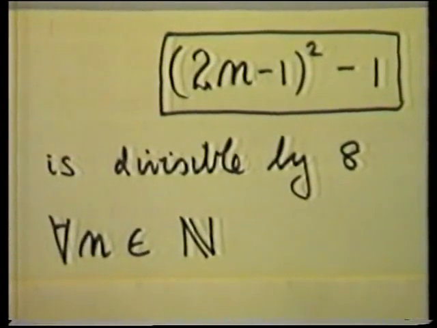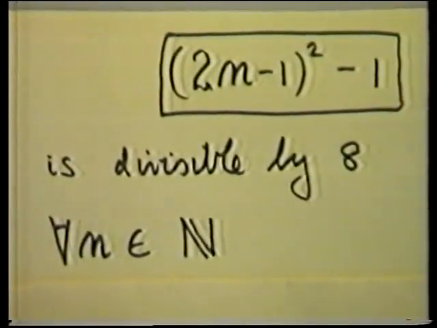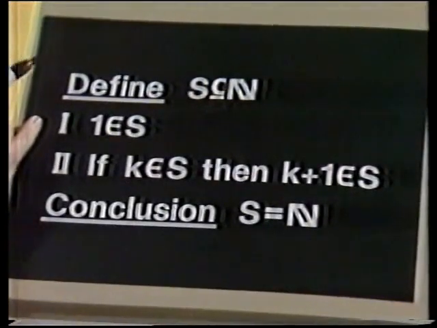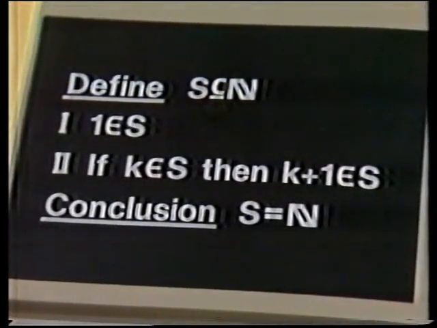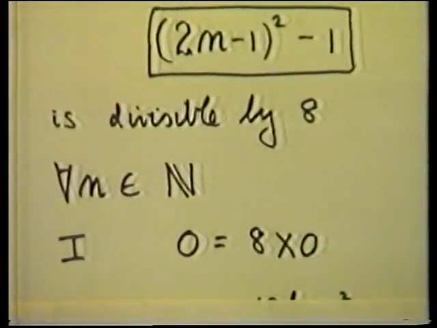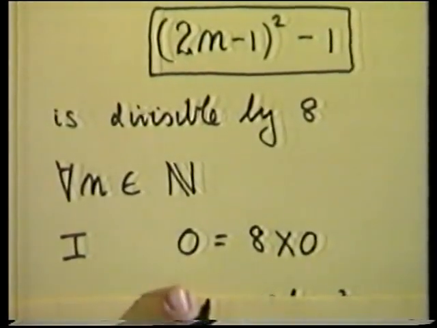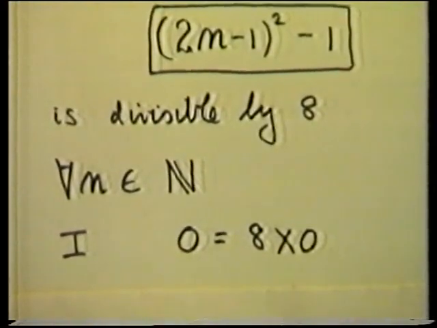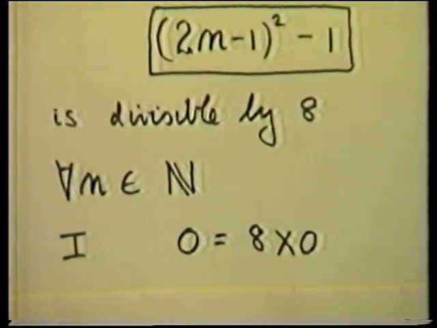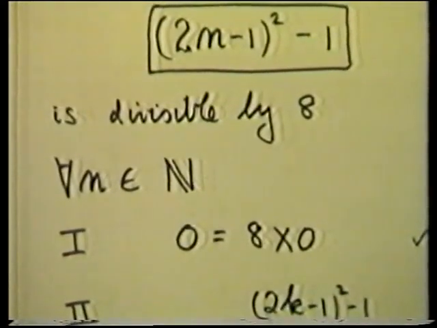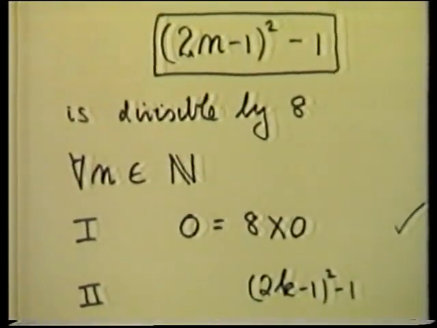So we've two things to prove about the set S for which the statement is true. One, that the number 1 belongs to S, so that if I substitute 1 in this expression, I get 1 squared minus 1, which is 0, and 0 is certainly divisible by 8. It's 8 times 0, so this works. Now what about the second property? If k is in S, then k plus 1 is in S.